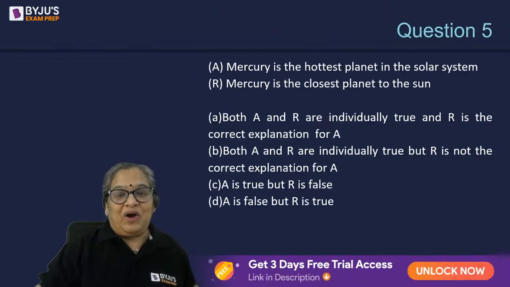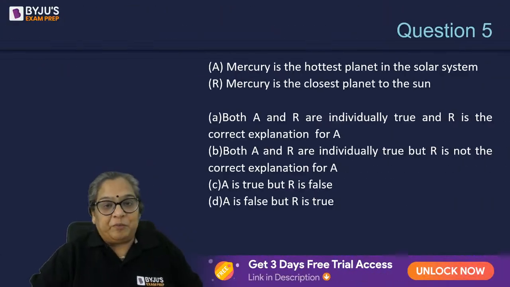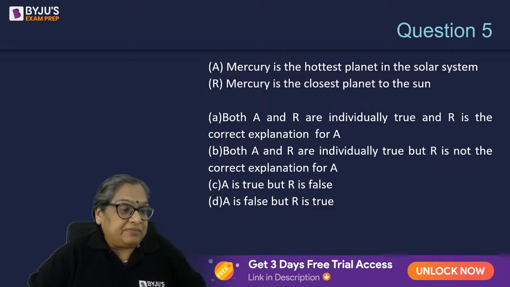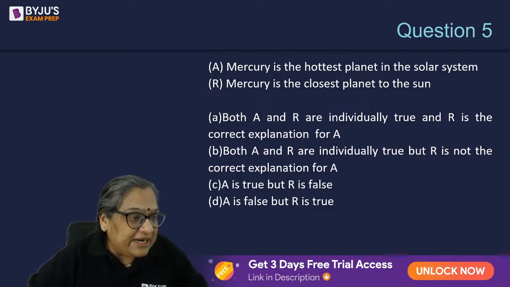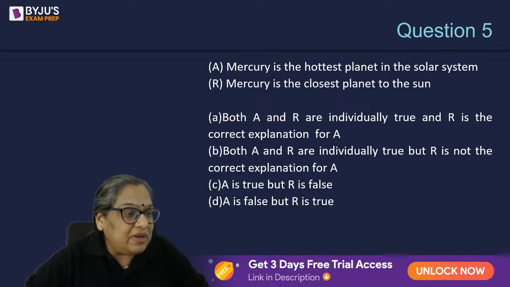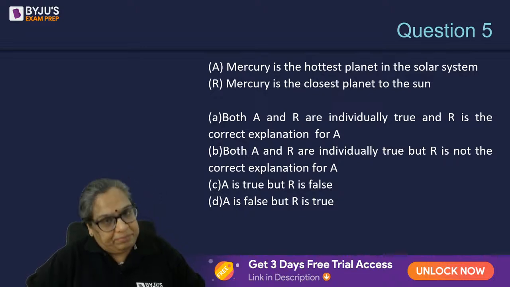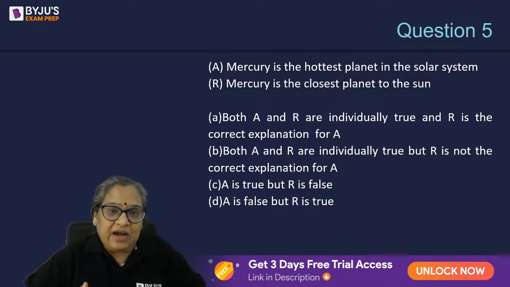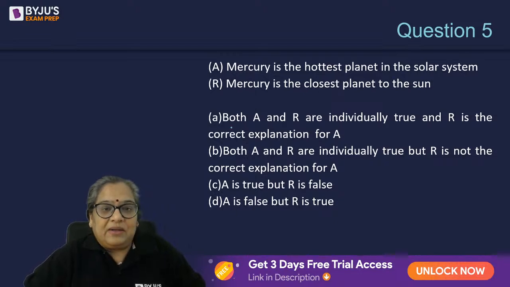Excellent. Alright, next question. Mercury is the hottest planet in the solar system. Mercury, excellent. All of you got that right. Mercury is the closest planet to the sun. Tell me what is the answer. Humidity traps, yes. Humidity, trees, right? Tree cover, all that you need. And deserts have nothing. Alright.